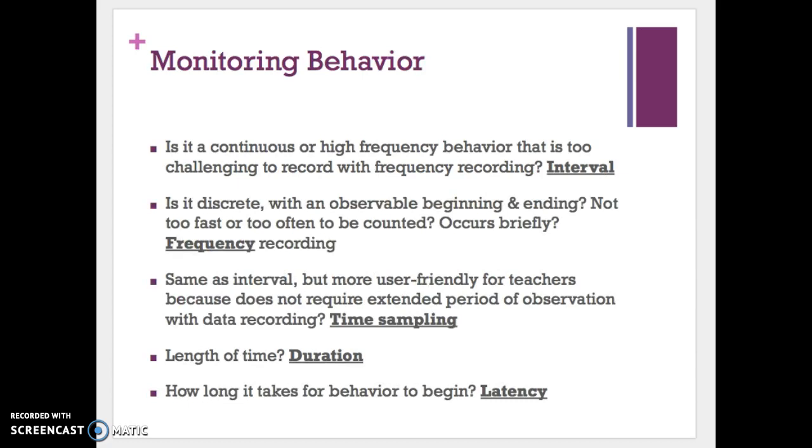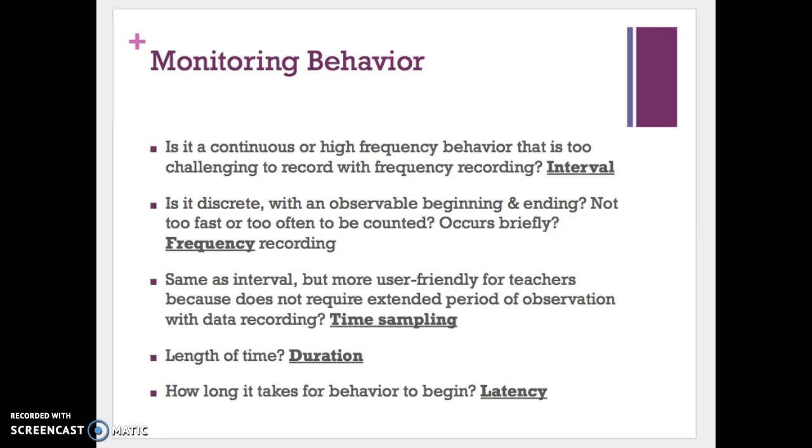So now we're going to get into monitoring behavior, and it's continuous or high frequency behavior that is too challenging to record with frequency recording. You use interval. Is it discrete with an observable beginning and ending? Not too fast or too often to be counted? Does it occur briefly? You would use frequency recording. So same as the interval, but more user-friendly for teachers because it does not require an extended period of observation.